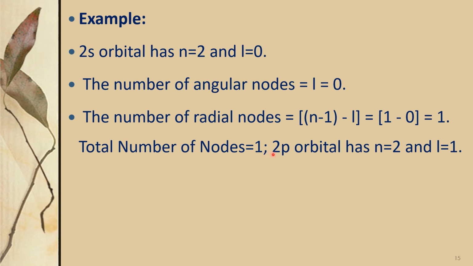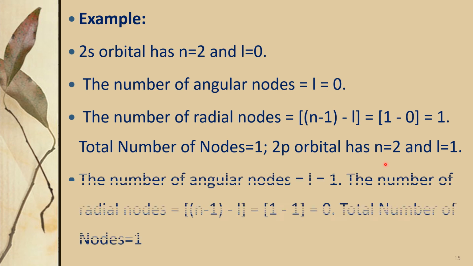1. Now 2p orbital. So for 2p orbital, what is n value? N value is 2. What is p L value? L value is 1. Now we'll calculate. So the number of angular nodes equal to L. L equal to what? 1. Only one angular node is available because it is a p, no? So dumbbell shape. So angle is there. So one angular node is available.